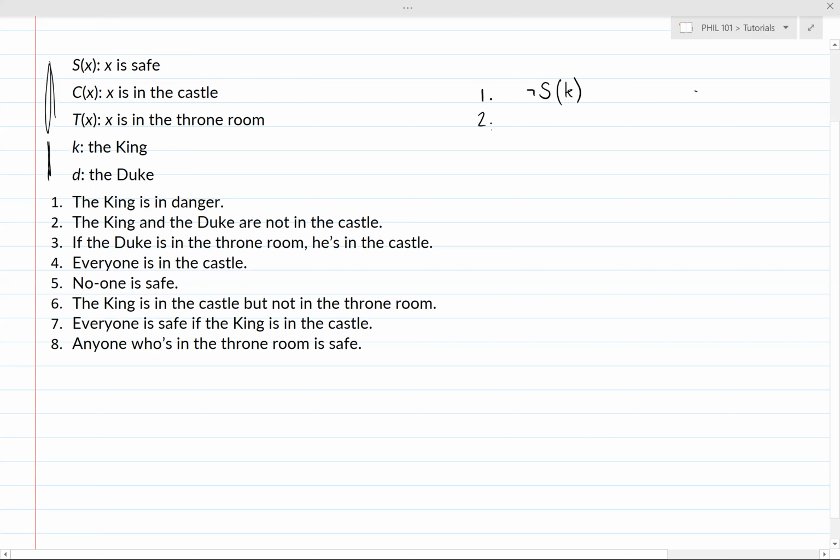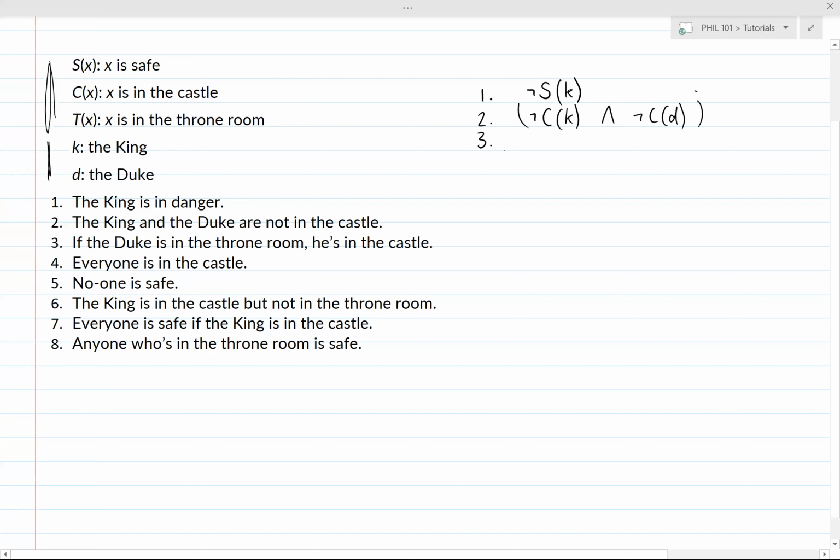Number 2 says the king and the duke are not in the castle. So I've got the king is not in the castle, and the duke as well is not in the castle.